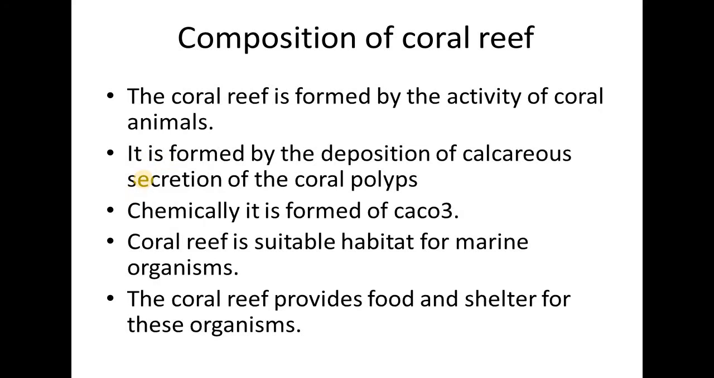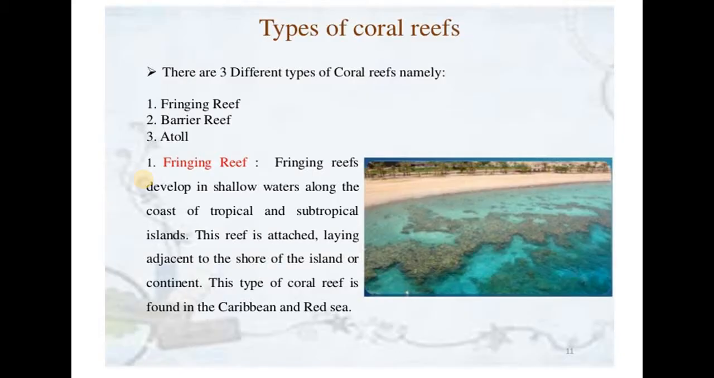The composition of coral reef. The coral reef is formed by the activity of coral animals, and it is formed by the deposition of calcareous secretion of the coral polyps, and chemically it is formed of calcium carbonate. The coral reef is a suitable habitat for marine organisms, and it provides food and shelter for them. There are three types of coral reef: fringing reef, barrier reef and atoll.